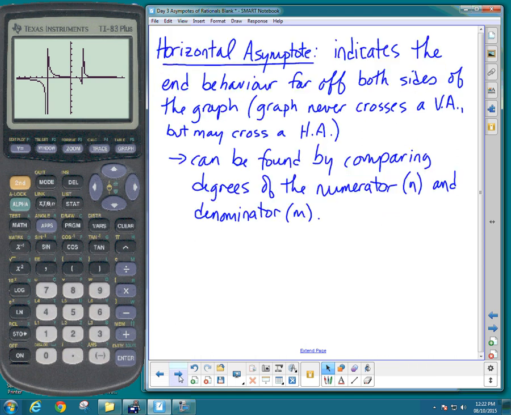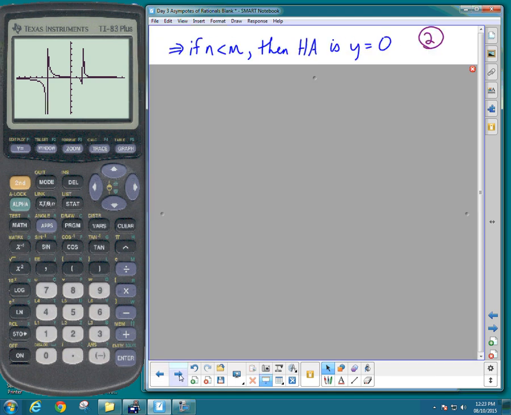And so our first conclusion is this. If n, which is the degree on the numerator, is less than m, the degree on the denominator, then the horizontal asymptote is at y equals 0.